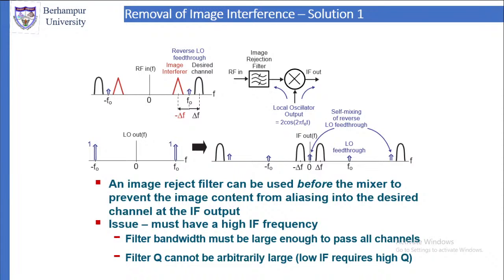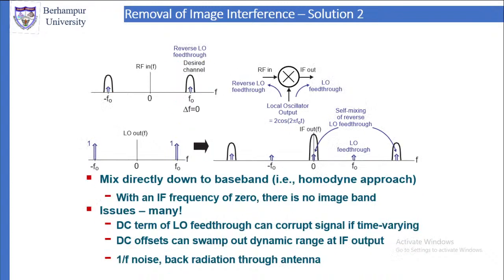But the problem is the bandwidth of the filter must be large enough to pass other channels. All channels must pass. So that should be the bandwidth of the filter, and the filter Q cannot be arbitrarily large. If Q is arbitrarily large, it means the bandwidth is small. So to have large bandwidth, the filter Q should be small.